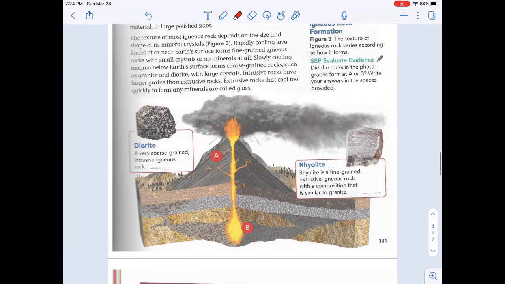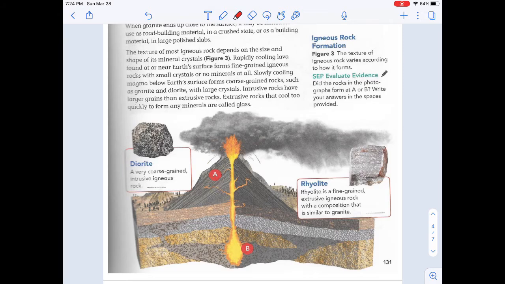And there's a really nice diagram down here, and I'd like you guys to complete figure 3. And it says the texture of igneous rock varies according to how it forms. Did the rocks in the photographs form at A or B? So there's 2 locations where the rocks may have formed. So this is showing kind of the surface of the volcano after the lava erupts, and this is showing rocks that are cooling deep inside the earth.